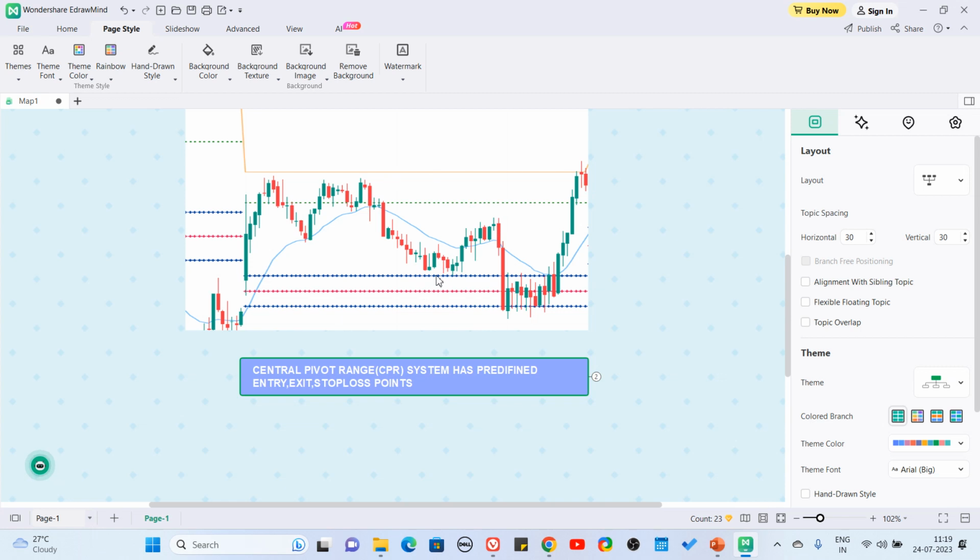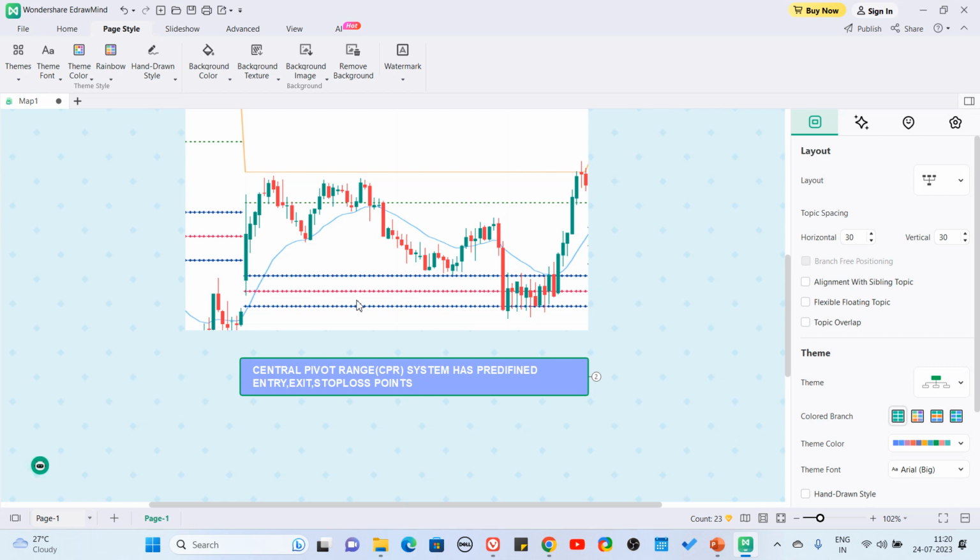These are the three lines, which are the central pivot range. This is a system which has good entry points, exit points, and targets. When you want to buy an index or a stock, you have to wait at a certain location. Why? Because I will give you an example.